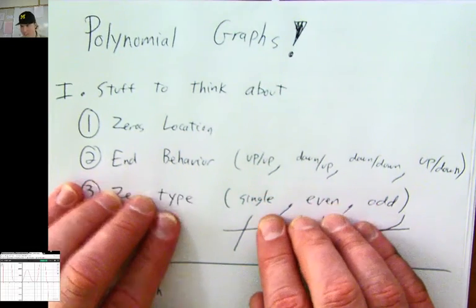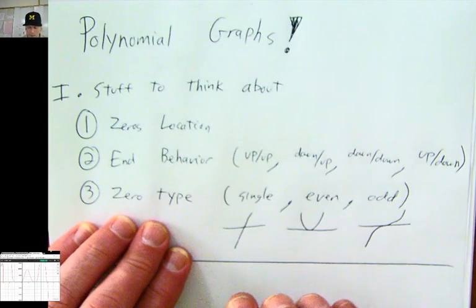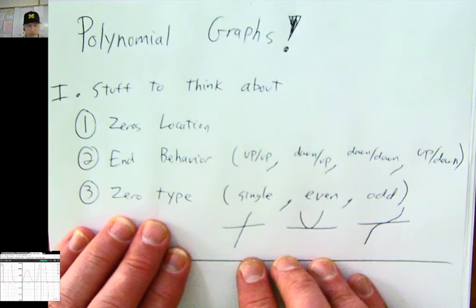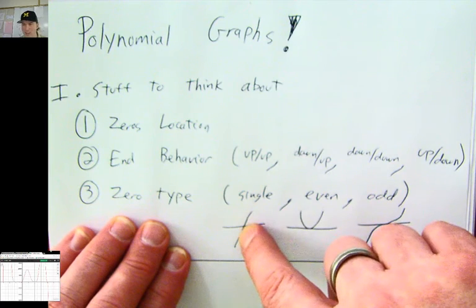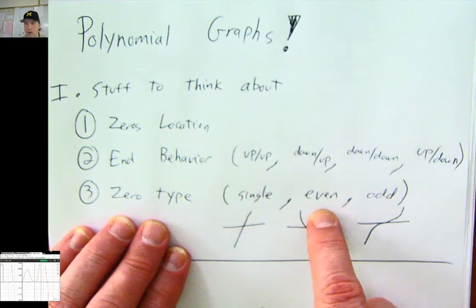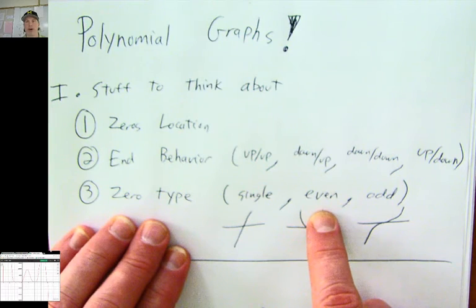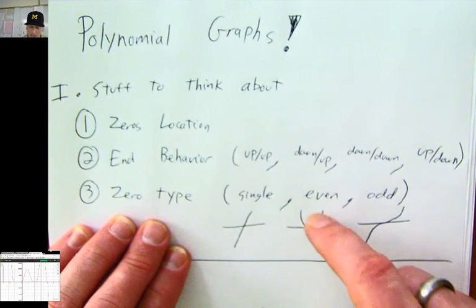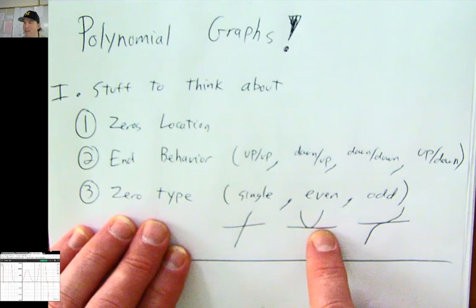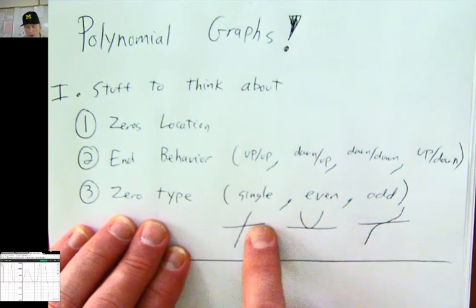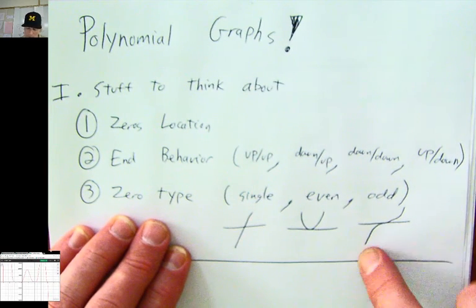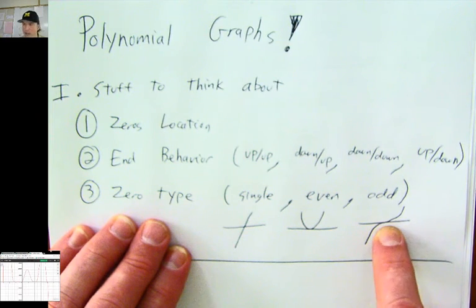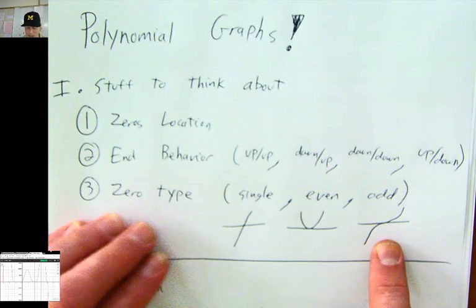Then you get into the business of graphing, and the only new stuff is the zero type. There's a single zero where the graph passes straight through the x-intercept. There is an even zero, like x squared, x to the 4, x to the 6. In that case, the graph bounces off the x-intercept. And then there's an odd one, and I don't mean single, I mean odd as in like x to the 3, x to the 5, x to the 7, etc. An odd one does this slow down thing and then speed up thing at the x-intercept.